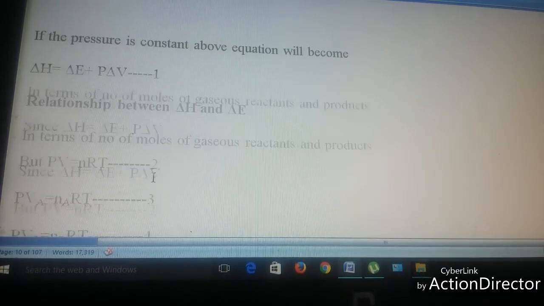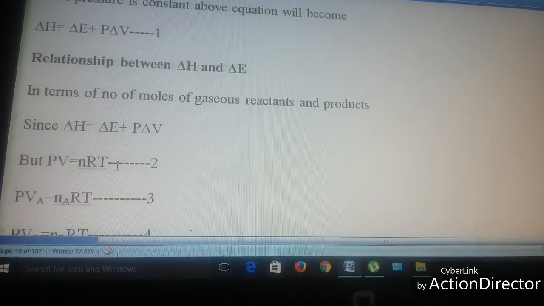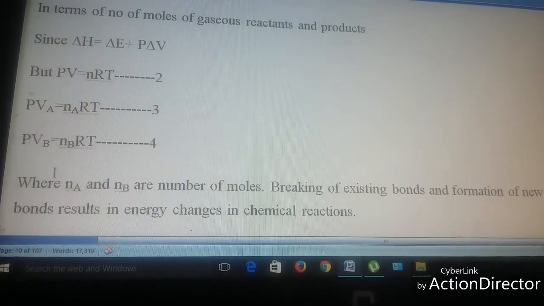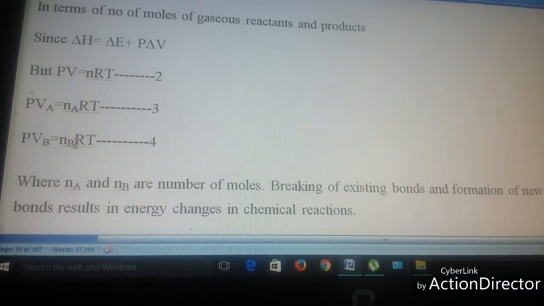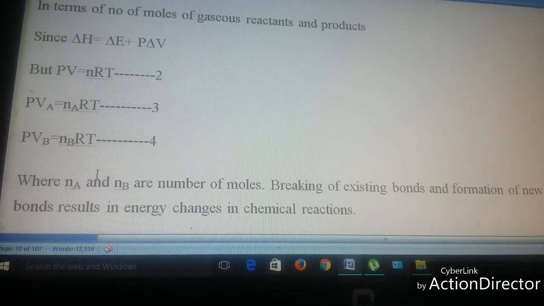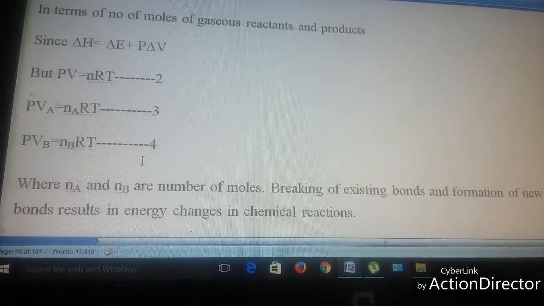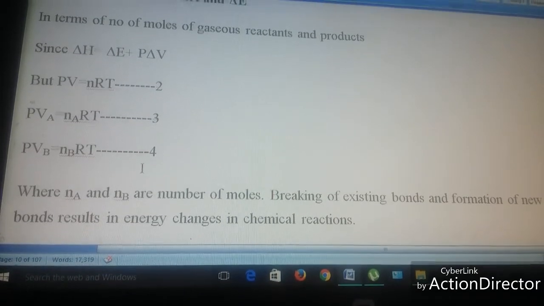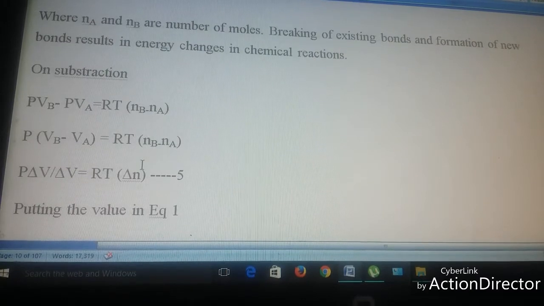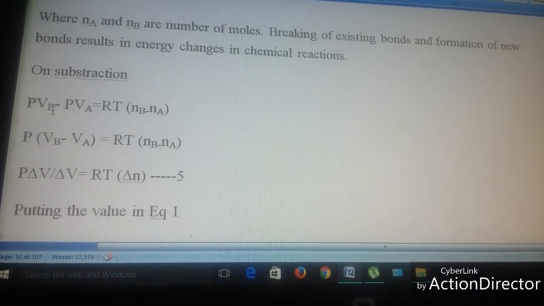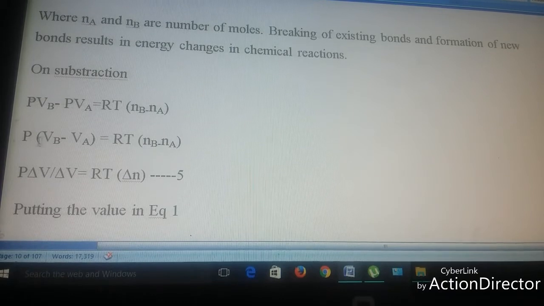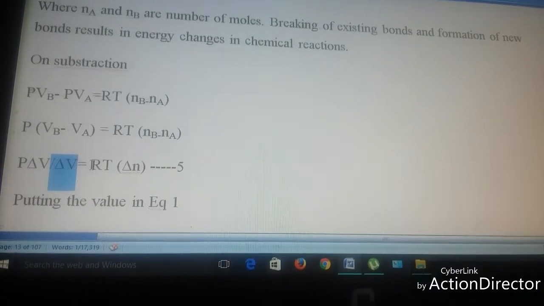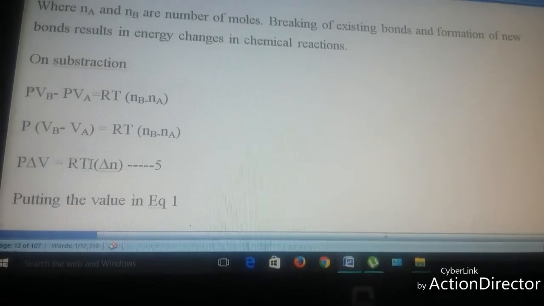PV, as you know, if you apply the ideal gas equation, PV is equal to nRT. So PV for A, for nA moles, will be nA RT. PV for B will be nB RT, where nA and nB are the number of moles. And breaking of existing bonds and formation of new bonds results in a chemical reaction. So on subtraction you will get P delta V is equal to delta n RT.